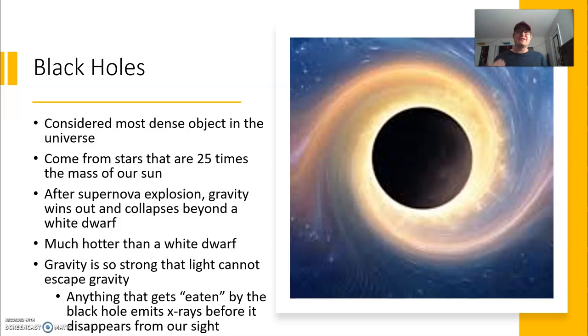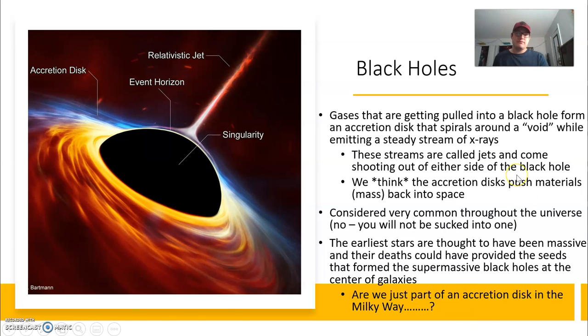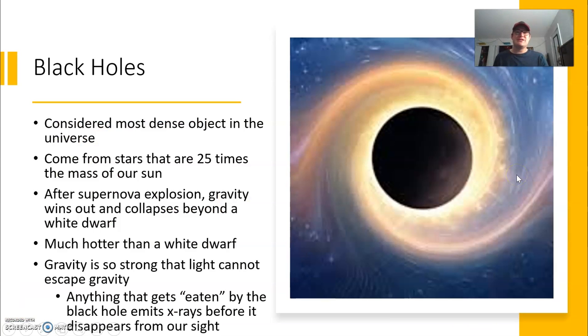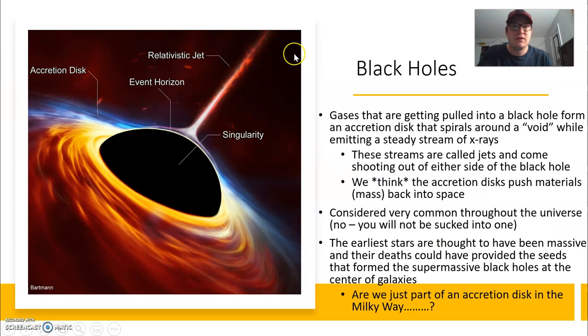And this is going to be significantly hotter than our white dwarfs. Gravity is so strong that light cannot escape gravity. Anything that gets eaten by the black hole emits X-rays before it disappears from our sight. Part of the reason why it disappears from our sight is because it is so dense, almost infinitely dense.